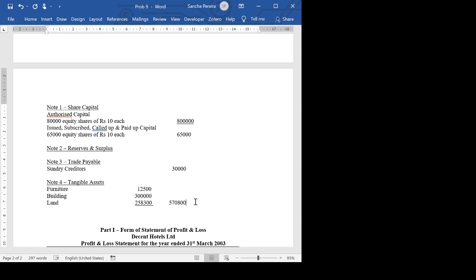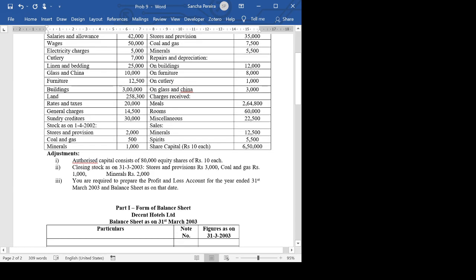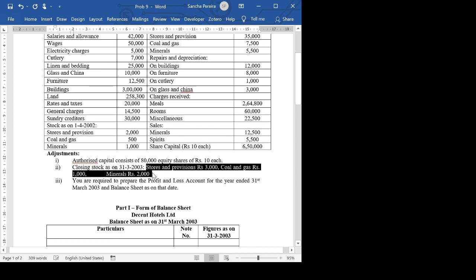Coming to the current assets, the first thing is current investments. We don't have anything under current investments. After that is inventories. So inventories we surely will have. Note 5 will be inventories. Inventories will always be there because you have to have your closing stock. Inventories will be the closing stock. So we have 3 items, I think, here. Stores and provisions, 3,000. Coal and gas, just copy this itself.